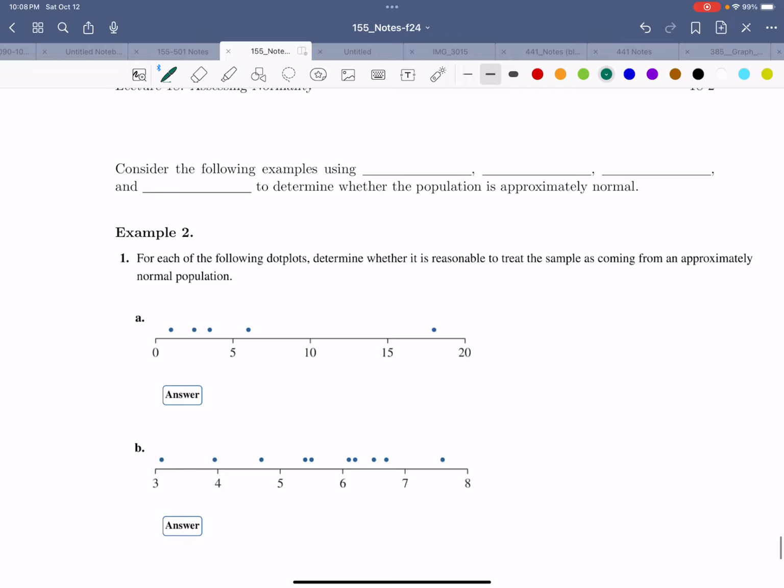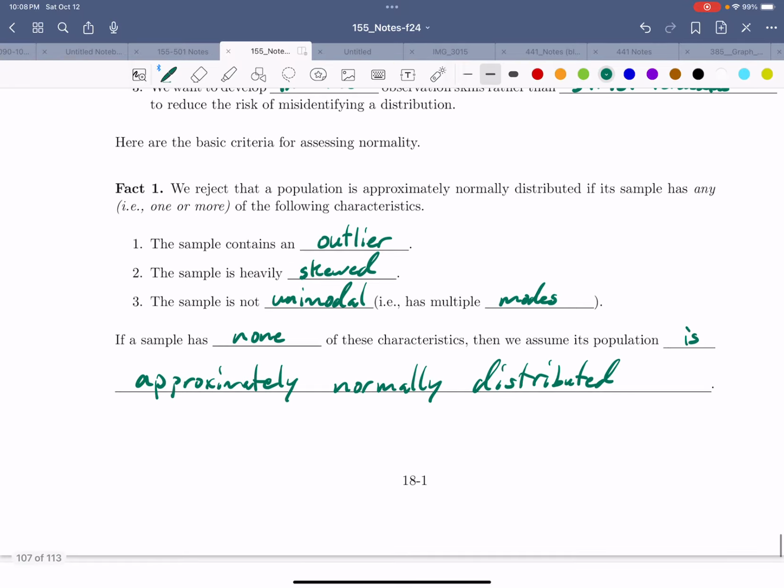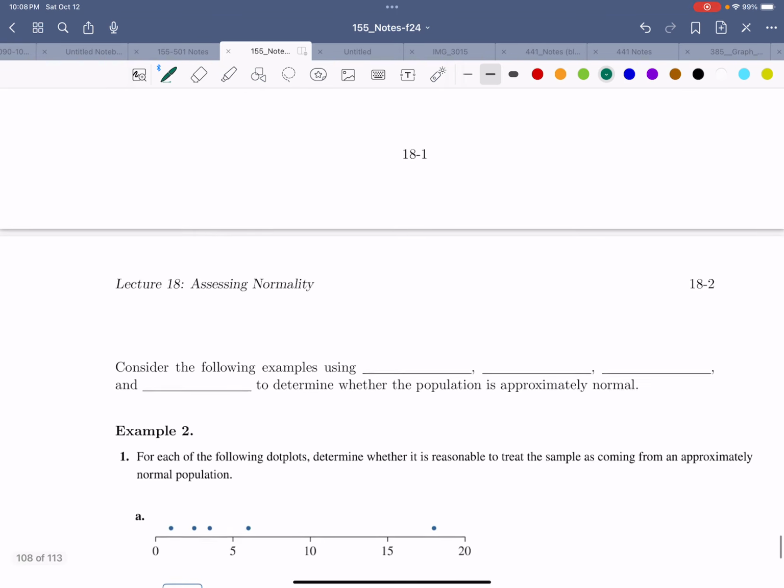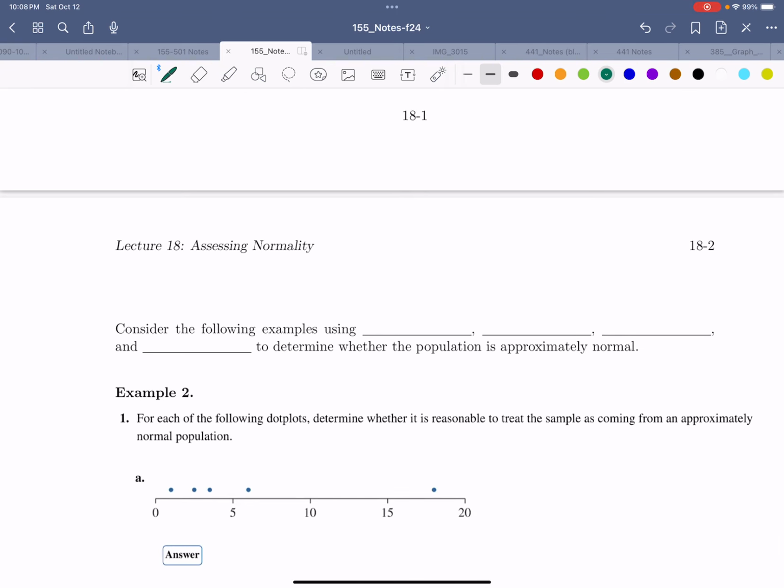So we're just going to look at a bunch of different graphs. We're going to take a sample, look at the graph of that sample, and determine whether the sample satisfies any of the properties one through three. If so, then the sample probably doesn't come from a normal population. If it satisfies none of them, then it probably does.